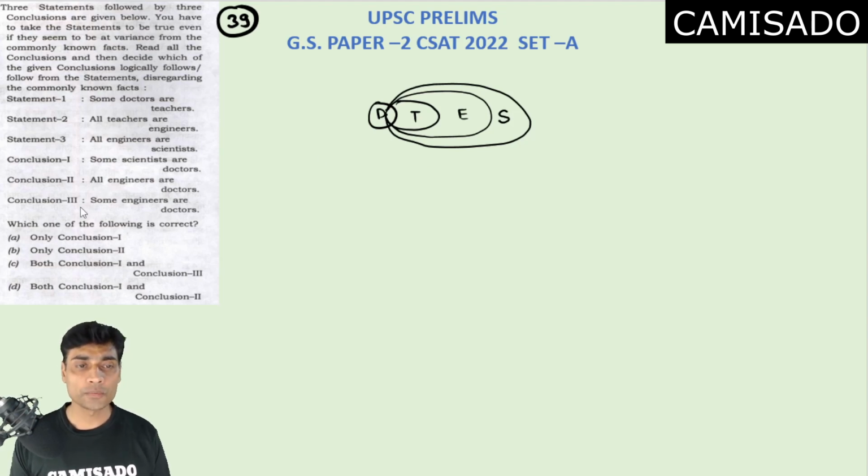Now seeing the conclusions, some scientists are doctors. Yes, we have intersection, it's fine. All engineers are doctors? No, all is not possible. Some engineers are doctors? Yes, again. So conclusion number 1 and conclusion number 3 are correct. Therefore the correct option is C, the first and third conclusions are correct.